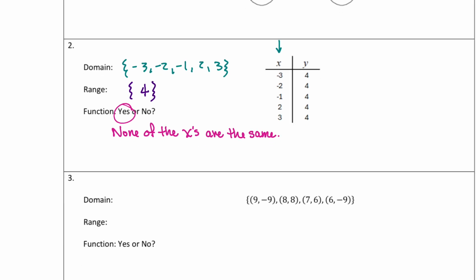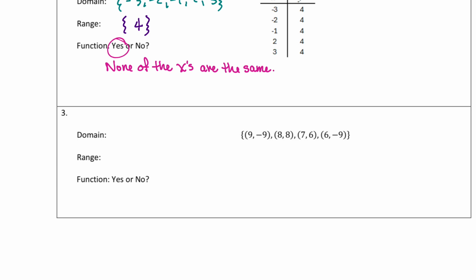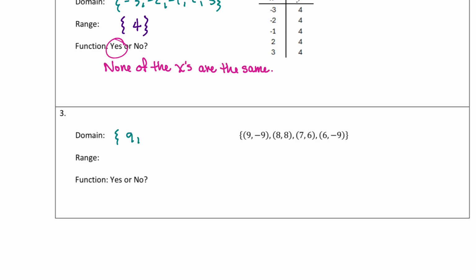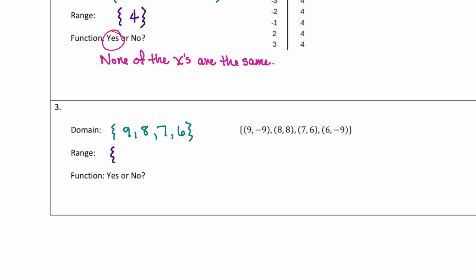Okay, bottom one, set of points. Is this a function? Let's find out. So first of all, the domain is all of the x values. So 9, 8, 7, and 6 in order. The range, just in the order that the points are given. I don't care that they're out of numerical order or not. -9, +8, +6, -9.